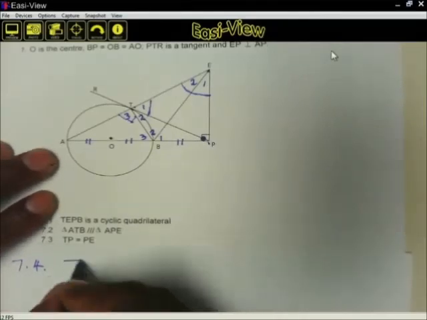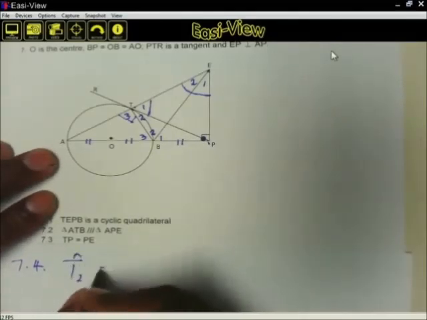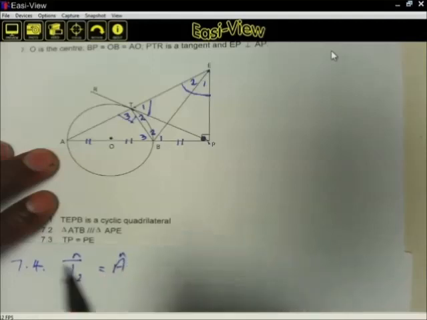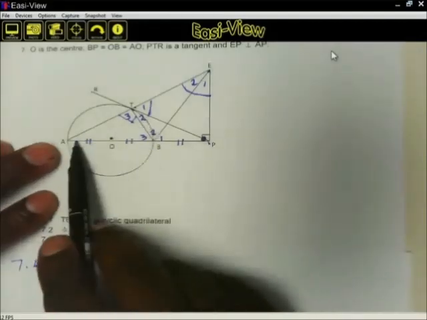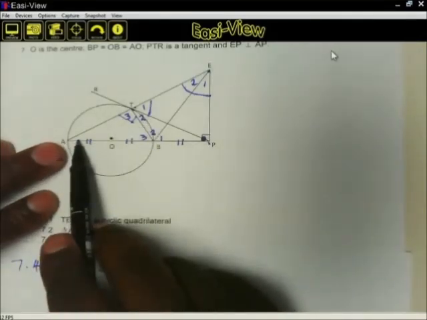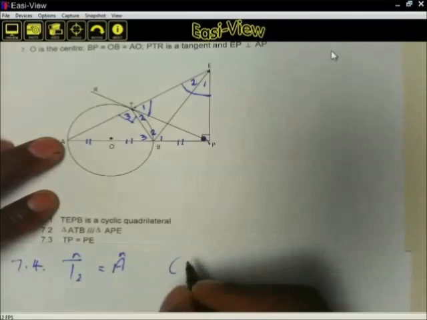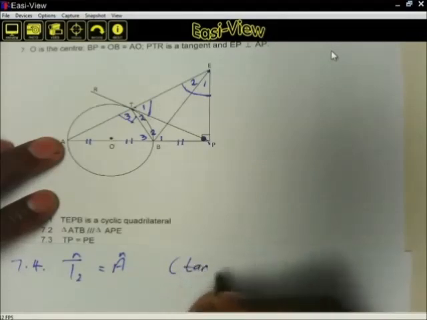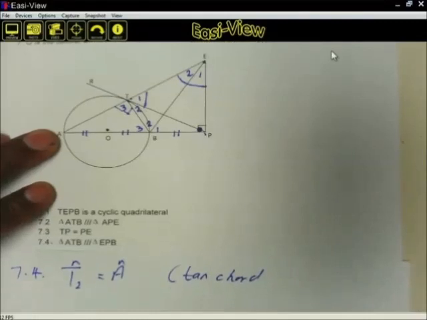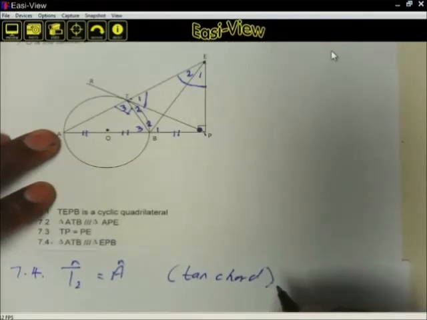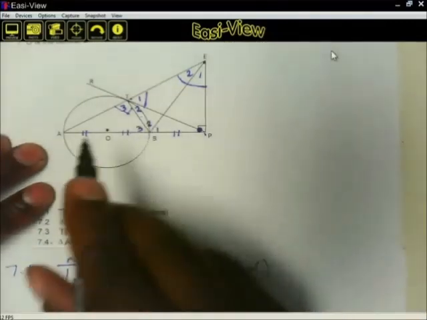Check angle T2. Angle T2 is equal to angle A. See? T2 is equal to angle A. Give me a reason for that statement. Why do I say angle T2 is equal to angle A? According to the tan-chord theorem. T2 is equal to angle A.